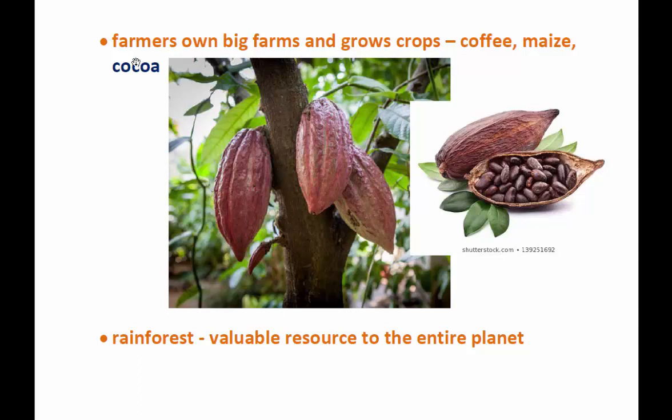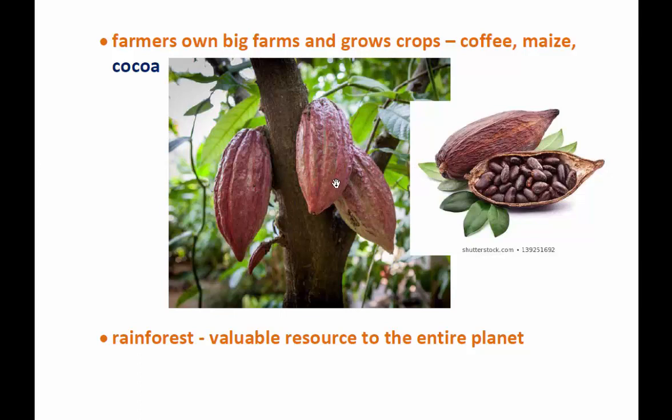Nowadays the farmers have started to own big farms and grow different varieties of crops. Some of the important crops consist of coffee, maize, and cocoa. And this cocoa, which you can see from the picture here, is important because the seed of this cocoa, when you grind it, becomes a powder.